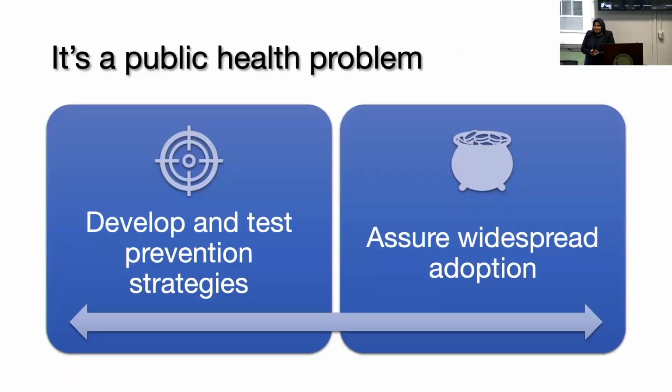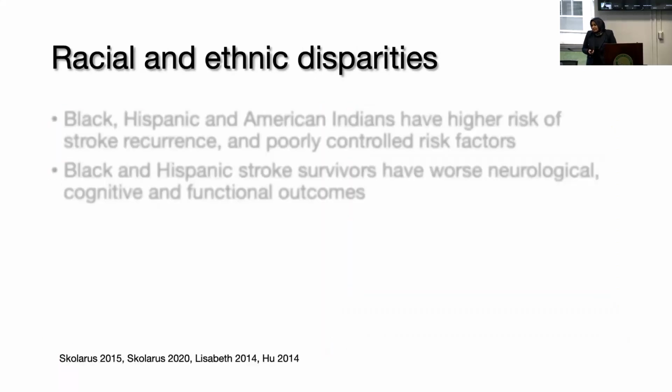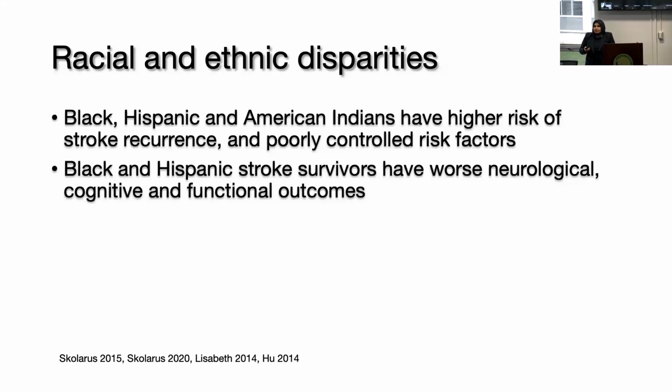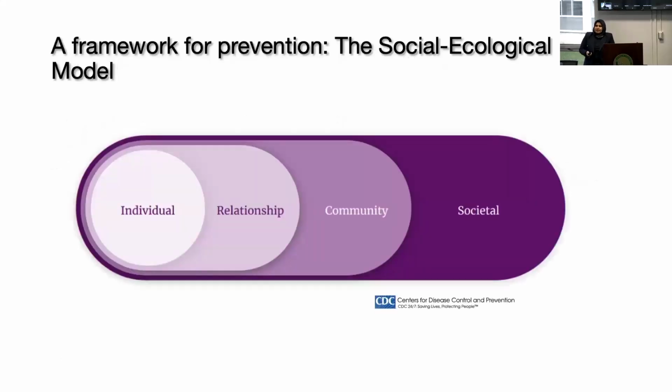It's a public health problem, right? So we have to think about strategies, widespread adoption, and then to layer that on top with racial and ethnic disparities. We know that Black, Hispanic, and American Indians have higher risk of stroke recurrence, poorly controlled risk factors. We know that they have worse neurological, cognitive, and functional outcomes. How are we putting that together in one system that supports equitably for those who need it?